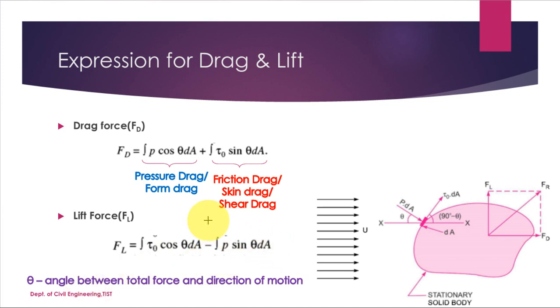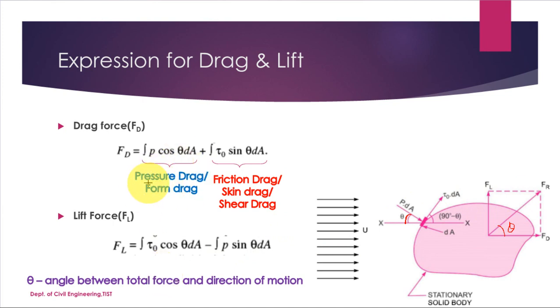This theta is the angle between the total force and the direction of motion. See here, this is the total force and this is the direction of motion. So this angle is theta, and it is same as this angle. This is also theta. So these are the expressions for drag and lift.